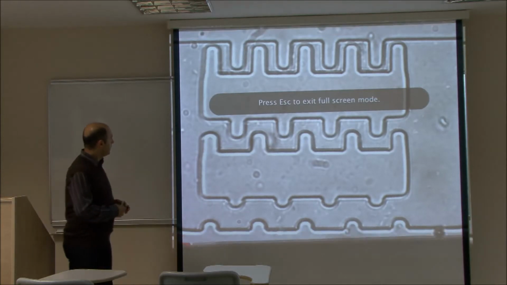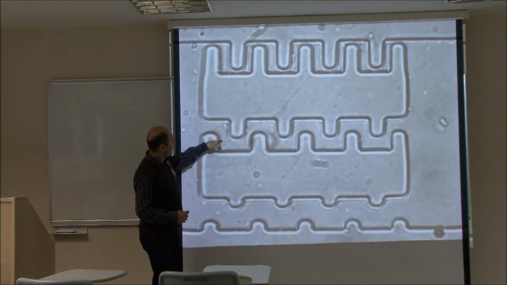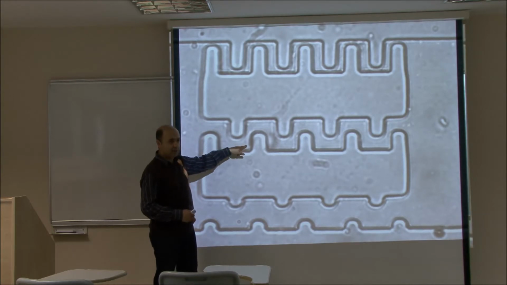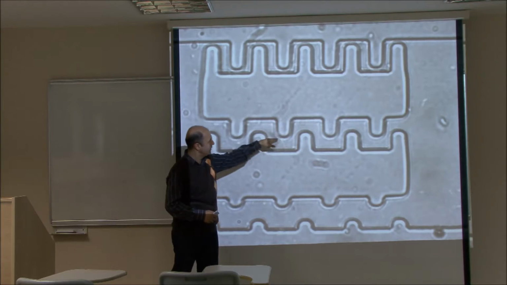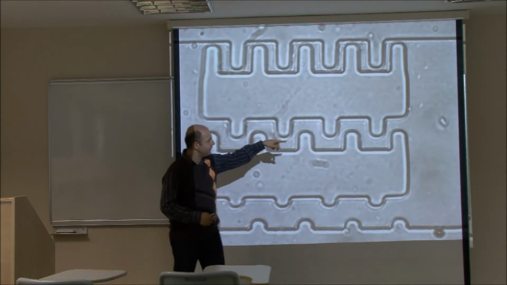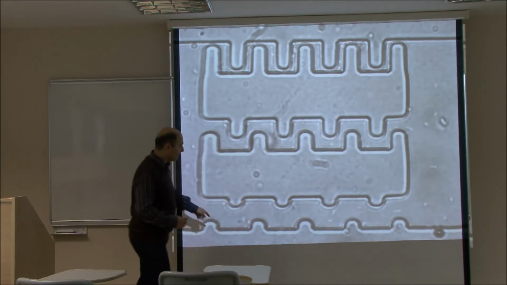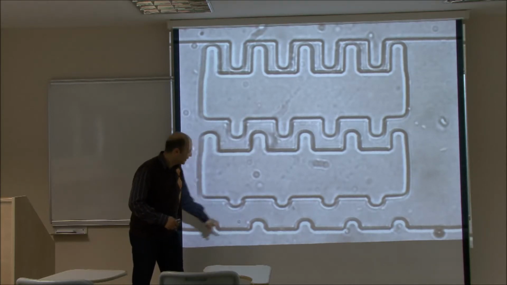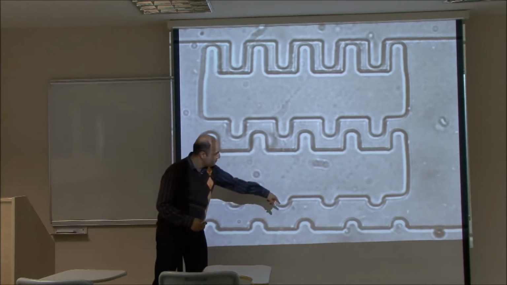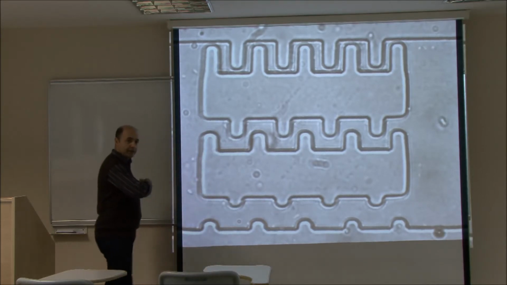Now see, the bacteria here are stuck with these obstacles. So yes, they can pass through, but they're having difficulties in passing through. Whereas in this channel, see, like this one got stuck here actually, but you can see that many of them are able to pass from one side to the other.